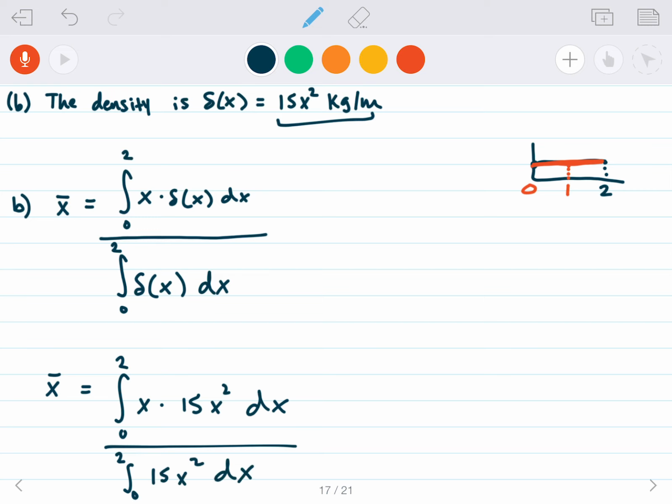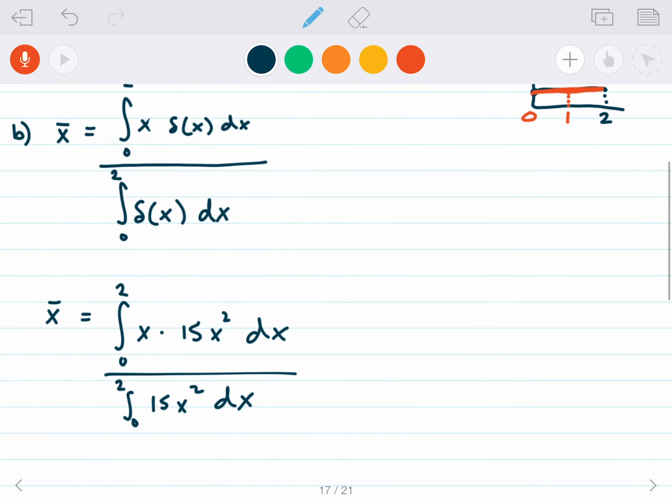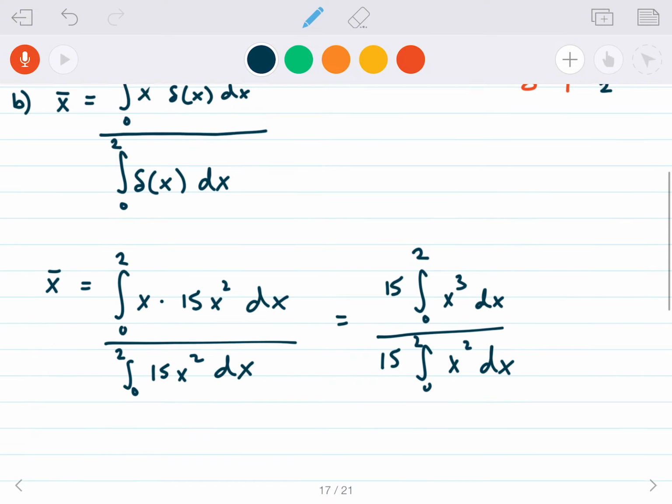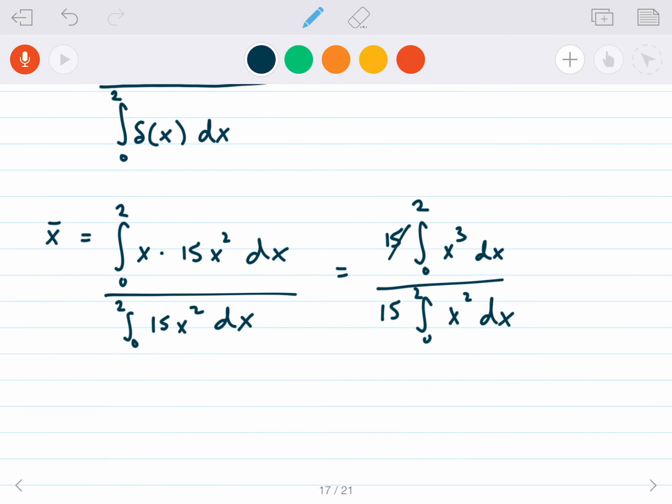Okay, so what I can do first of all is I can pull out the 15 on the top and the bottom. And when I do that, I'm left with x to the 3 dx over 15 x squared dx. And let me just go ahead and integrate these guys. Now the 15s cancel, that's pretty nice.